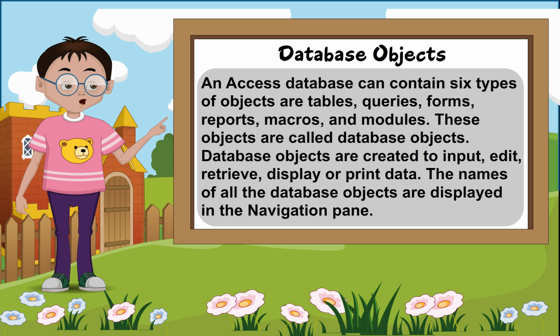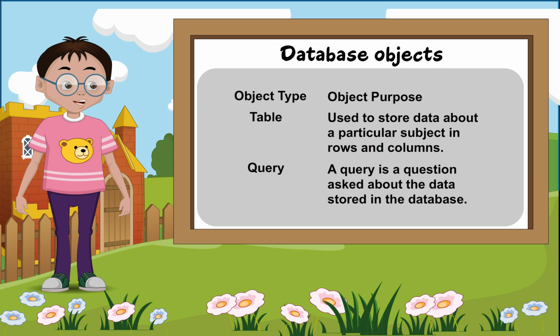Database objects. An Access database can contain six types of objects: tables, queries, forms, reports, macros, and modules. These objects are called database objects. Database objects are created to input, edit, retrieve, display, or print data. The names of all the database objects are displayed in the navigation panel.